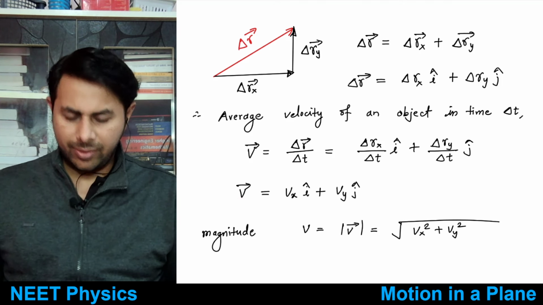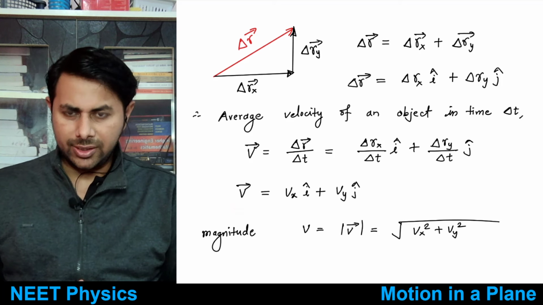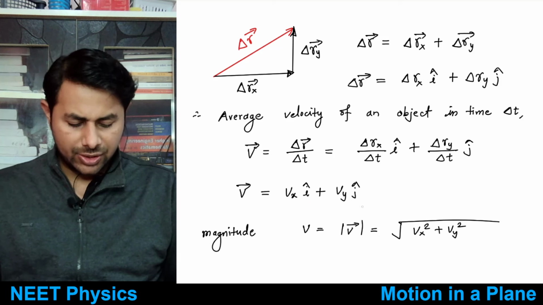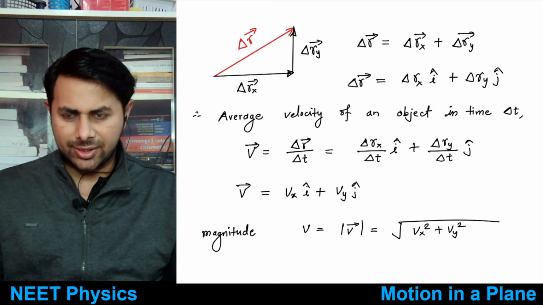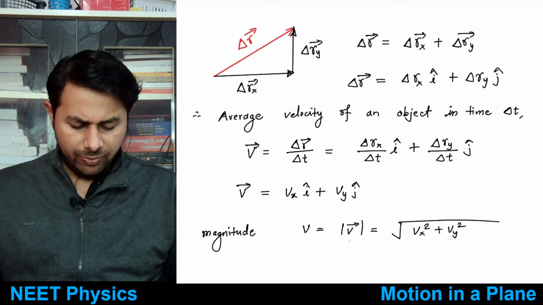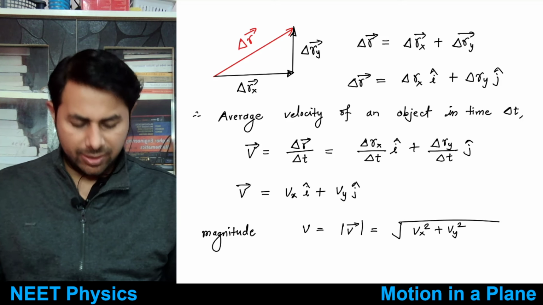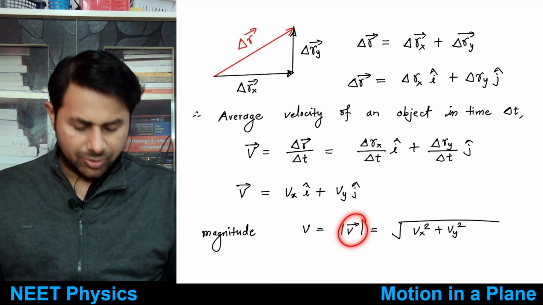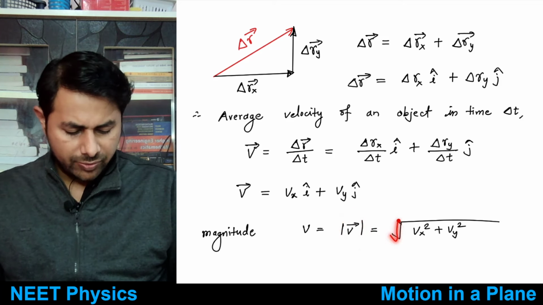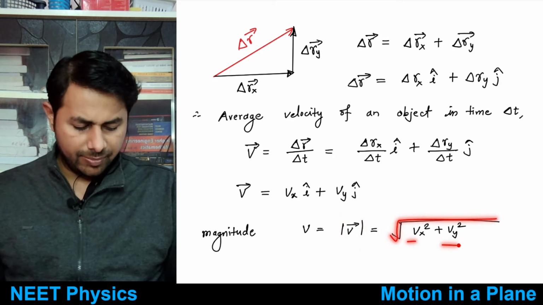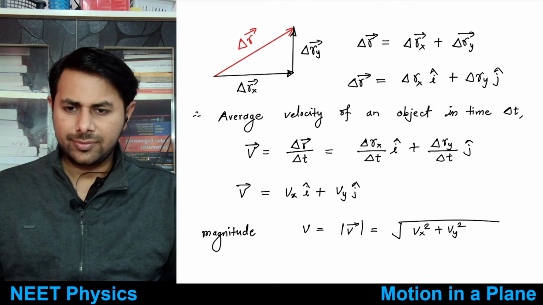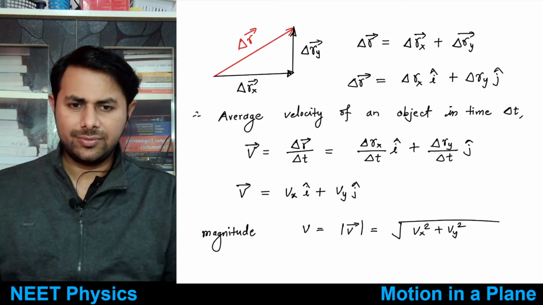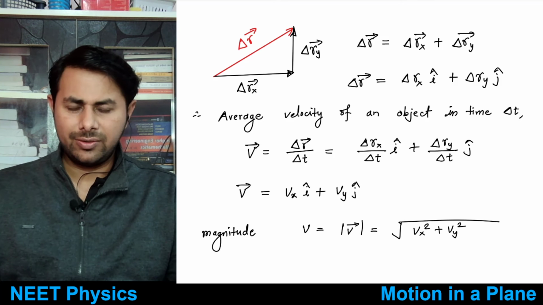Okay, total velocity or velocity of an object can be resolved into velocity in x direction plus velocity in y direction. Okay, and if we want its magnitude, how do we find the magnitude? So magnitude of v bar is just equal to square root of vx square plus vy square. This is clear? Yes, no? Everyone?